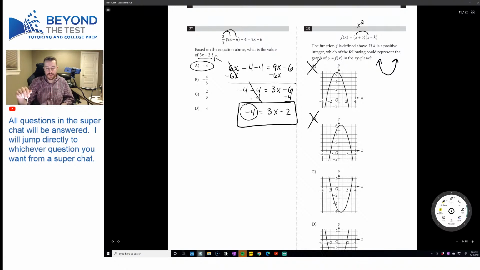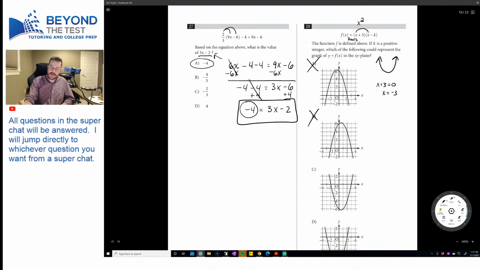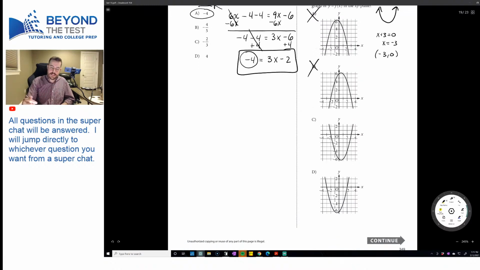Okay, next thing I'm going to do is look at the roots of this function. The roots, or the zeros, are going to be when you set each one of these factors equal to 0. So if I took x plus 3 and set that equal to 0, we'd get that x is negative 3. So I have to go through the point (-3, 0). If I look at C and D here, the only one that goes through (-3, 0) is choice D. And so that's how I know that must be my answer there.